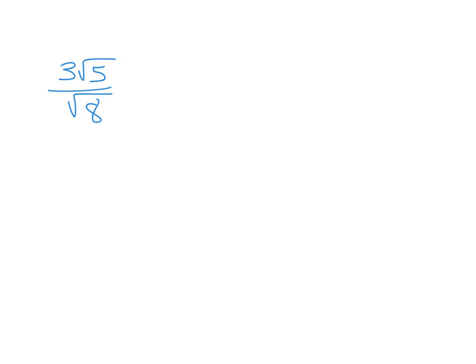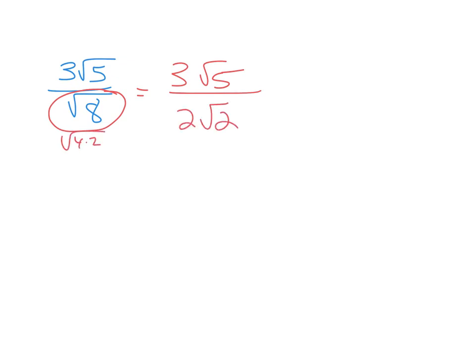This one is 3 root 5 all over root 8. Pause the video, come back, check your answers. So you can actually do this one a couple of different ways. I'm gonna do it like the better way, I guess. Not necessarily the easier, but the better. So root 8 is not simplified. And if I simplify it, I'll have 3 root 5, and then root 8 is 4 times 2. So that's 2 root 2.